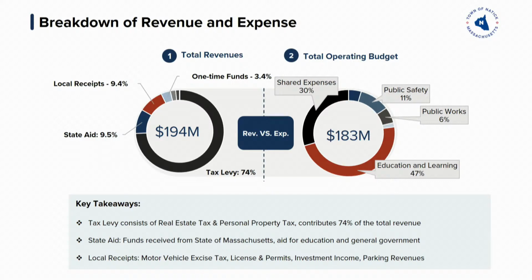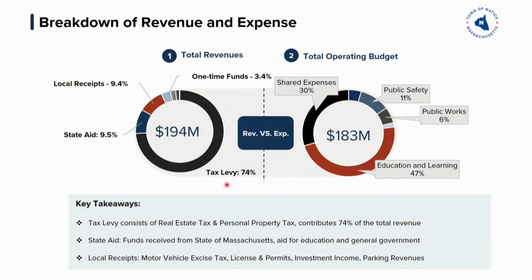Total revenues for FY24 is $194 million. Obviously, the lion's share of that is the tax levy, which made up 74% of all of our revenues. And once again, Mr. Henderson, who's responsible for sending out those bills and assessing the property, is going to give a little more detail with regards to the tax levy of the town.